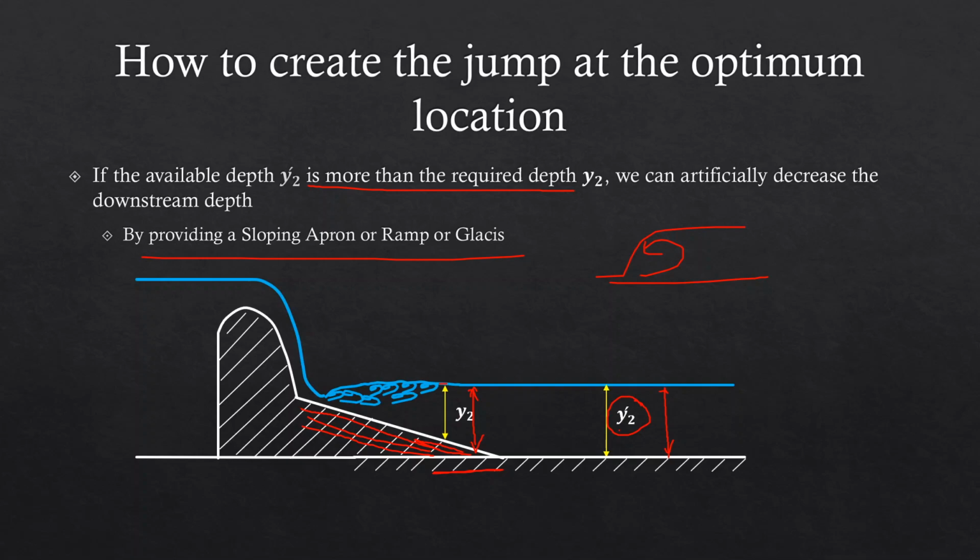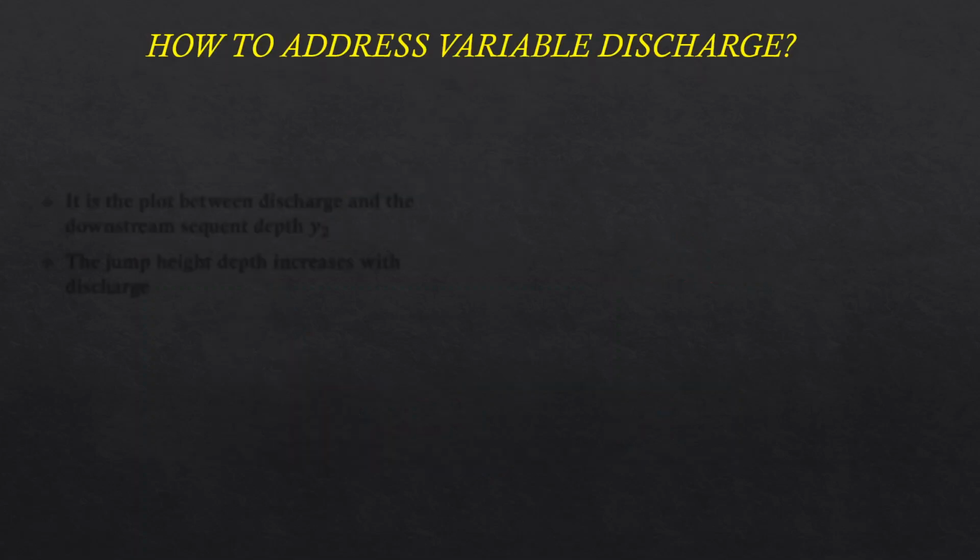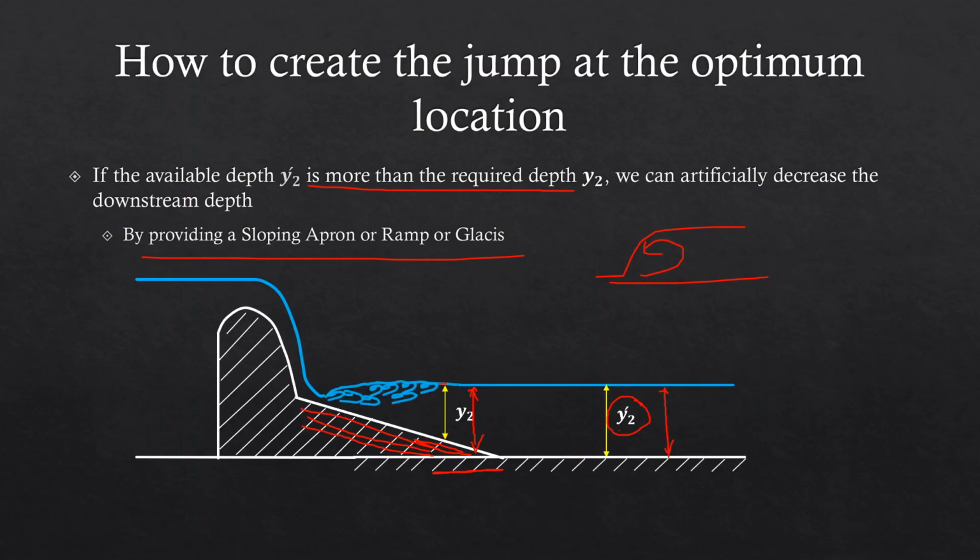So this is how we solve that problem. Now another problem is to address the variable discharge. You see, the previous solutions where we provided a depressed floor or a weir or baffle were solutions for one particular value of discharge, which is the design discharge. That is the maximum discharge possible.